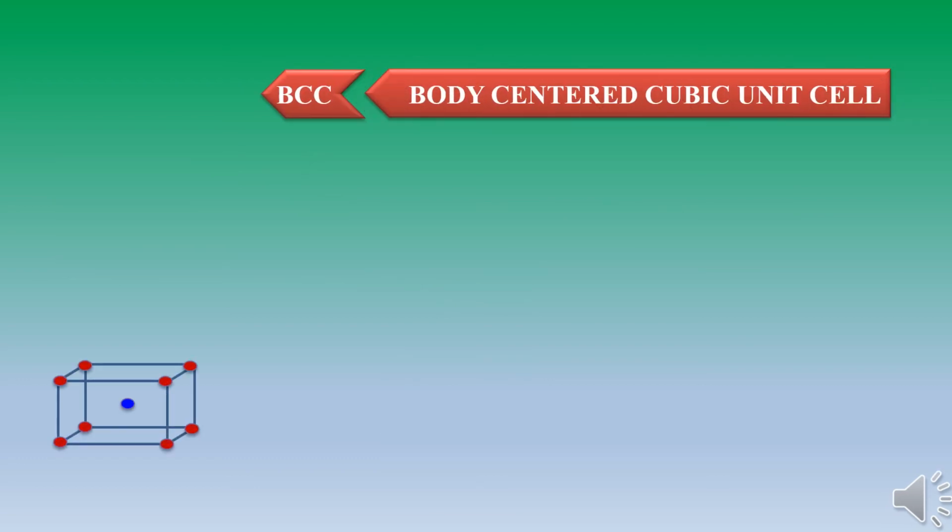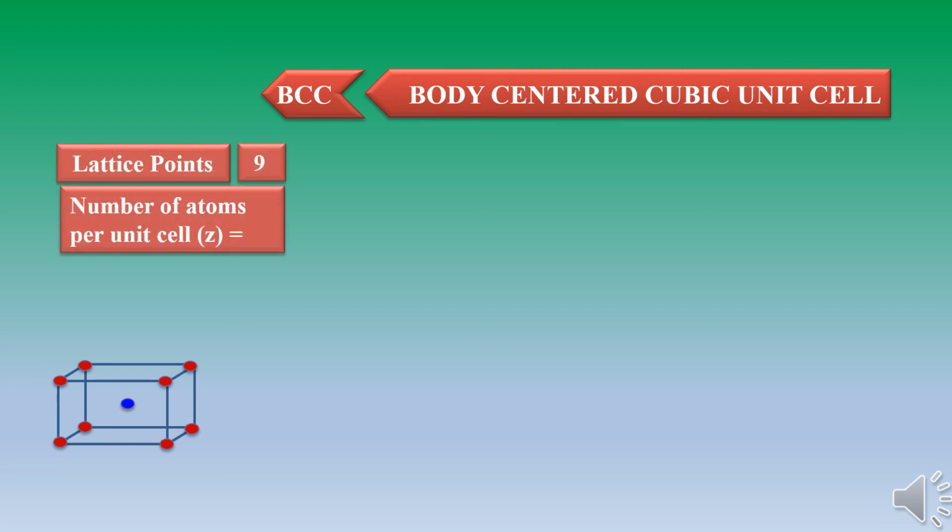Second one is body centered unit cell. It is abbreviated as BCC. If you observe the body centered unit cell, how many lattice points are present? Look at here. There are 8 corner atoms: 1, 2, 3, 4, 5, 6, 7, 8 corner atoms, and this is the one body centered atom. So that means total 9 lattice points are present in body centered unit cell.